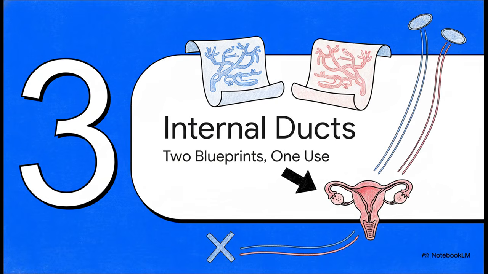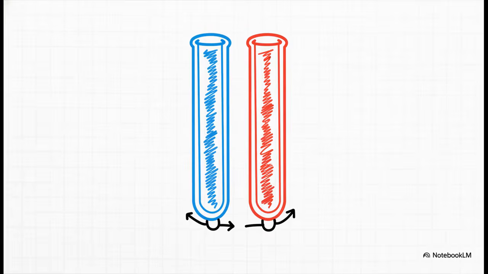Okay, so the gonads are now on one path or the other, but what about all the internal tubing and connections? Well, that brings us to section 3, internal ducts. And you'll see a pattern here. We start with 2 sets of blueprints, but only one is going to get built. That's right. It's pretty wild to think about, but every single embryo, male or female, starts out with 2 complete parallel sets of plumbing.